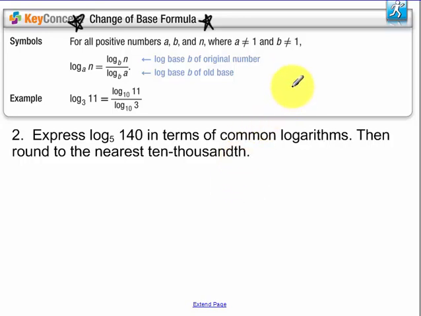You can change any logarithm to a new base by doing log of any new base you want. Typically we use base 10 or that ln that we were talking about, over log of the same base of whatever your base used to be. So the example, log new base 10 of 11 divided by log new base of whatever your old base was. So express log base 5 of 140 in terms of common logarithms. Then round to the nearest 10,000th.